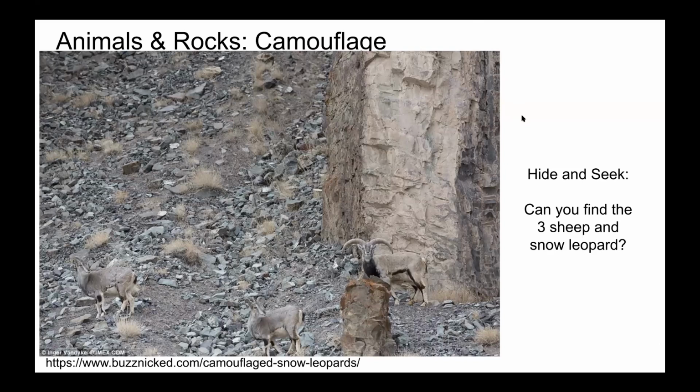So I'm going to go ahead and show you where they are. There's 1 sheep, 2 sheep, 3 sheep, and hopefully you guys were able to find that snow leopard, and he's right here. So what do you think that snow leopard's thinking? He's trying to find him some yummy sheep to eat.